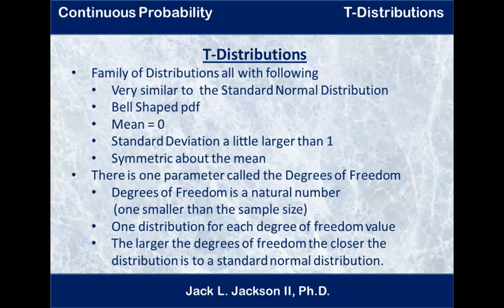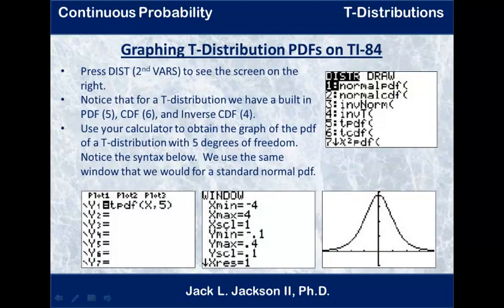degrees of freedom. For what we're doing in this unit, we don't really care about it. I'll just tell you what the degrees of freedom is for that particular one, and we'll just use that. But later on, when we apply it, we'll know that the degrees of freedom is sample size minus 1. And so there's one distribution for each degree of freedom value. And the larger the degrees of freedom, the closer the distribution comes to the standard normal distribution. So you can think of this as sort of like a variation on the standard normal distribution.